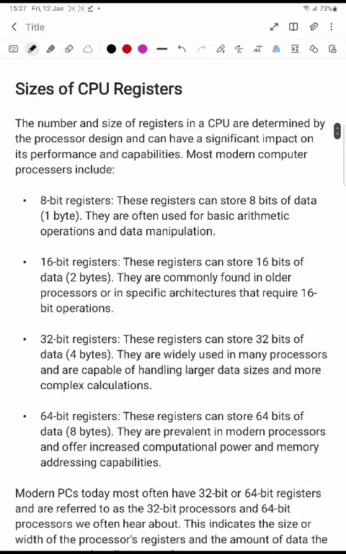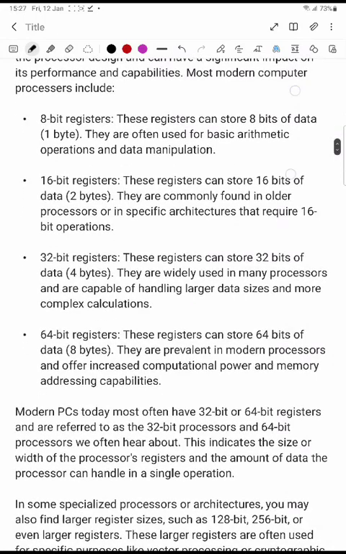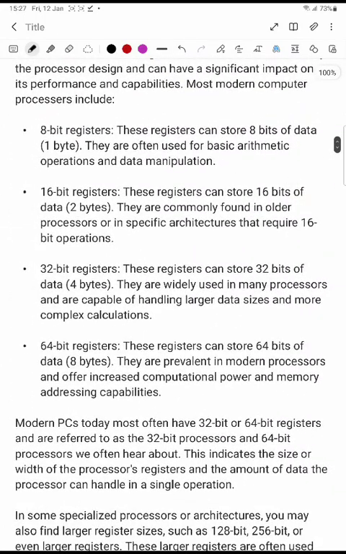Next, size of CPU register. In this topic, we will describe the various size of CPU register. The first one is 8-bit register. So it will store 8 bits of data, that is 1 byte data at a time. It is often used for basic arithmetic operations and data manipulation or data updation.